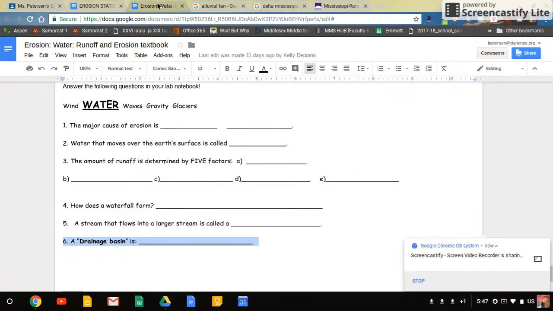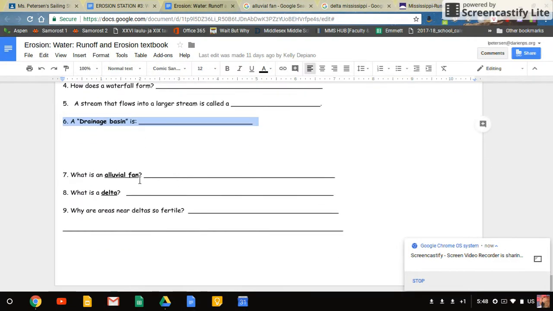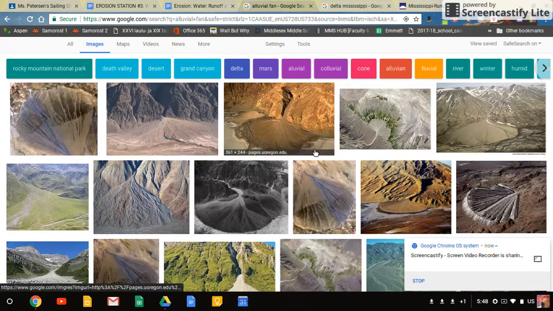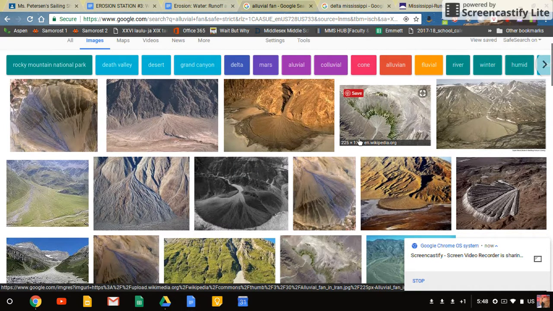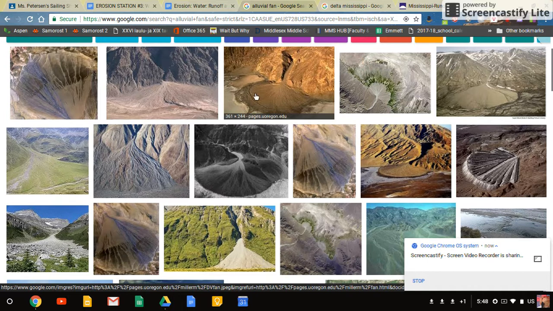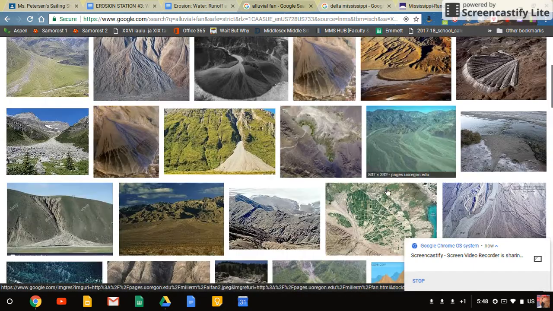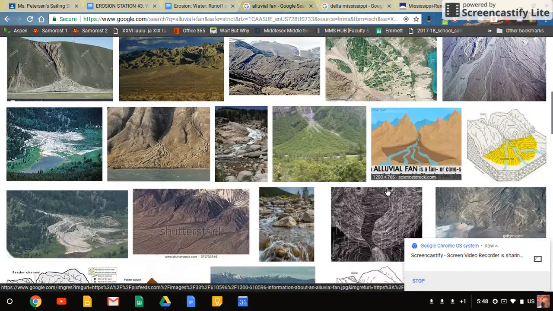Okay. What is an alluvial fan? An alluvial fan is a wide sloping deposit of sediment formed where a stream leaves a mountain range. And I Googled some images for you. So as the stream is coming down out of the mountains, as the water slows down, it's going to drop all of the sand that it was carrying. And these are all images of an alluvial fan.